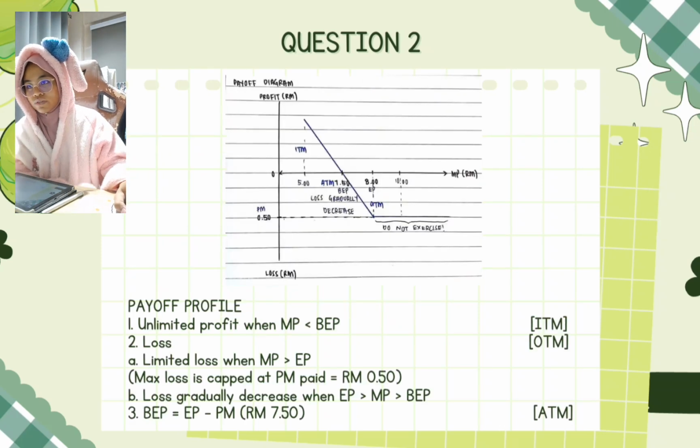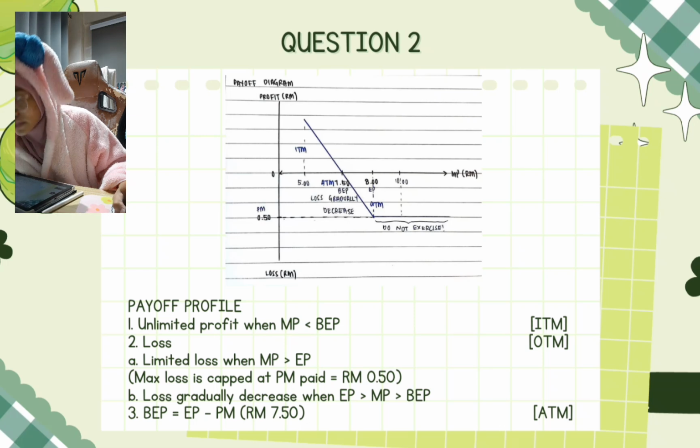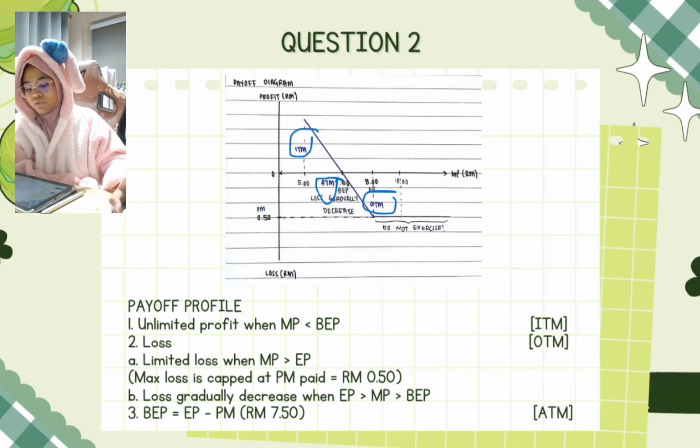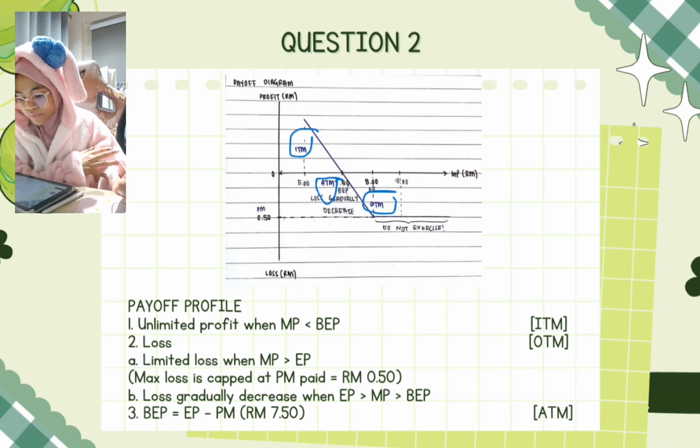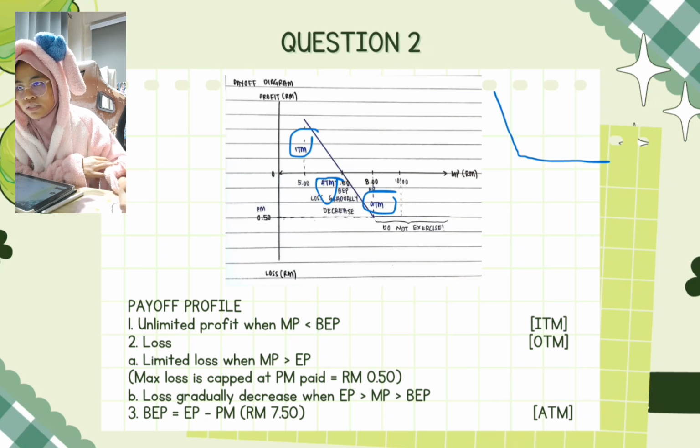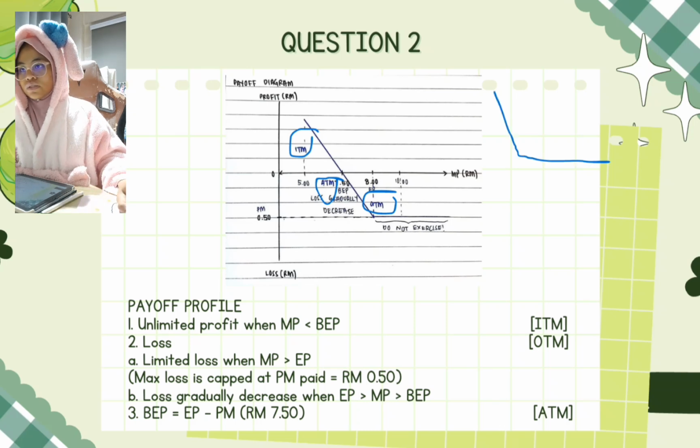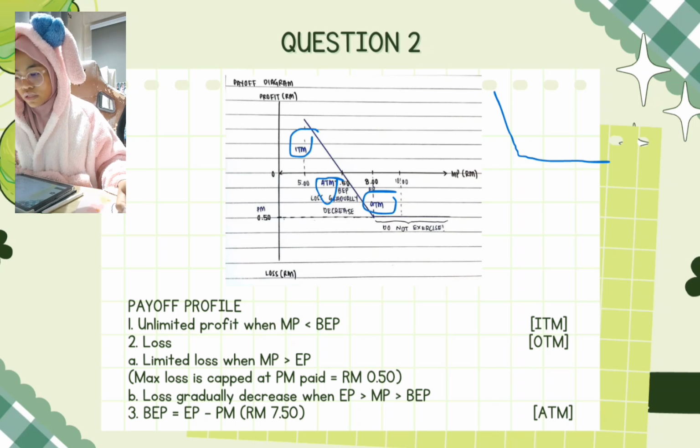So this is the payoff diagram. So this is the ITM, this is the ATM, this is the OTM. Don't forget to label that. So the shape of the graph should be like this. For long put, it is like this. Okay, so this is the EP, this is the BEP, and this is the premium.